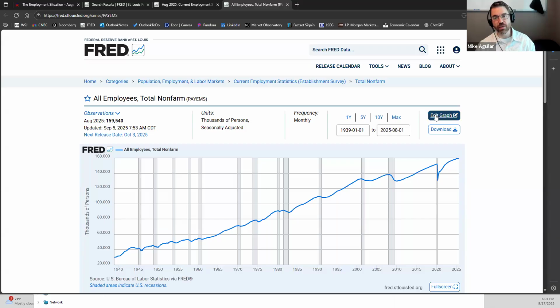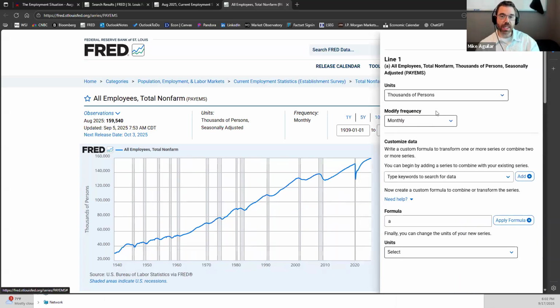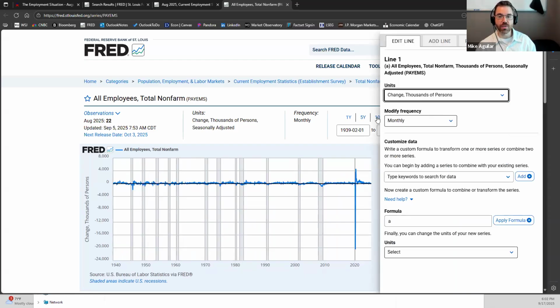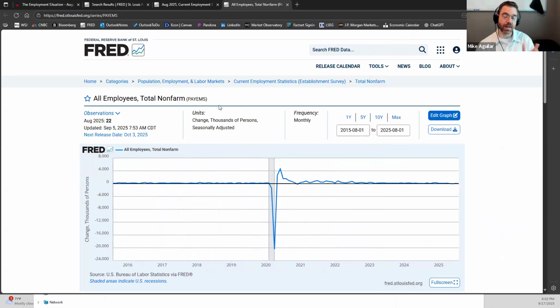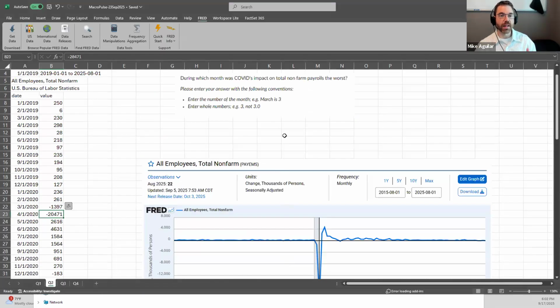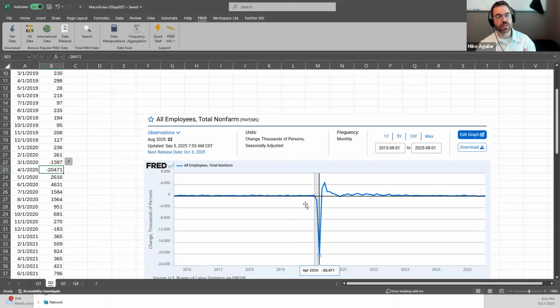There's the non-farm payrolls that we used. Okay. Now I want the change in that. So let me edit the graph. Let me go to change in thousands and let me zoom in about 10 years or so. And now I have a snapshot of COVID. And when you hover, oh my goodness, minus 20,471. I took a screenshot of that, put that here for you. So we know that during which month was it the worst? April 2020.